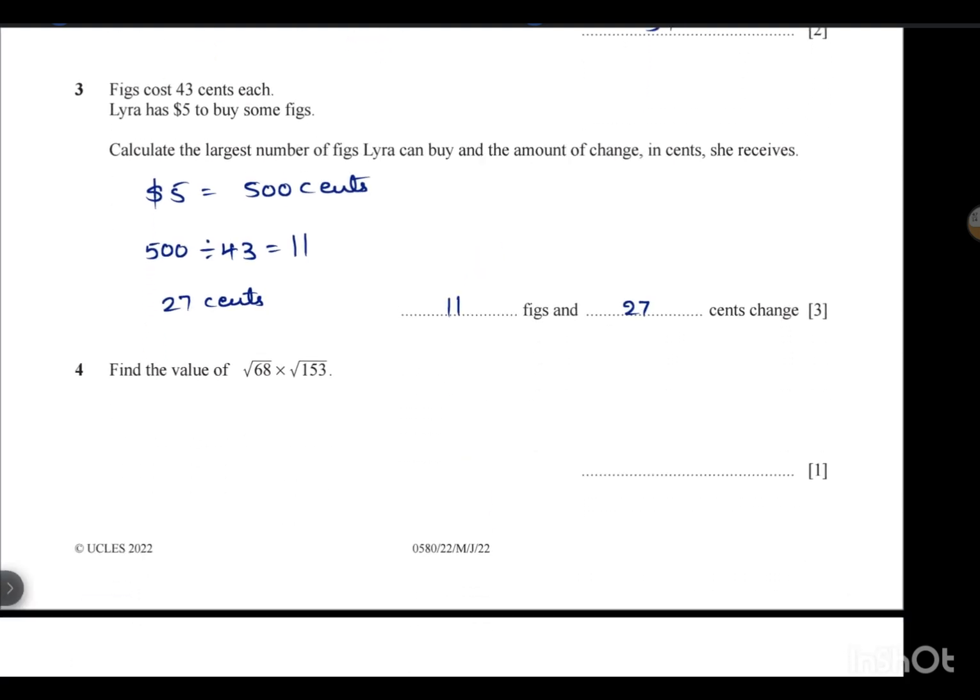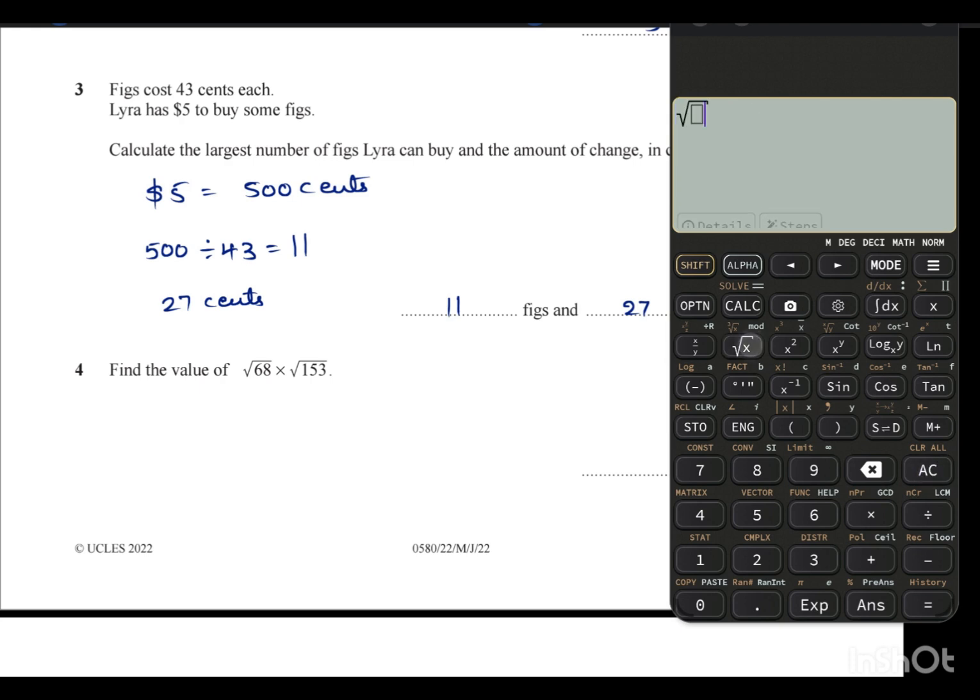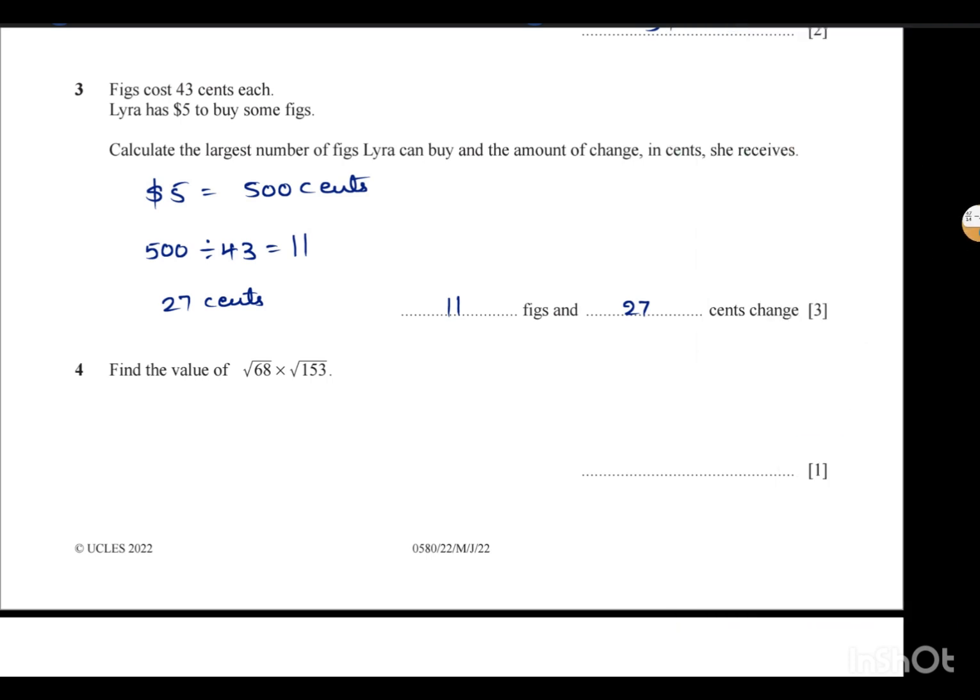Question number 4. Find the value of root 68 into root 153. Just put this in the calculator. Root 68 into root 153. 102.